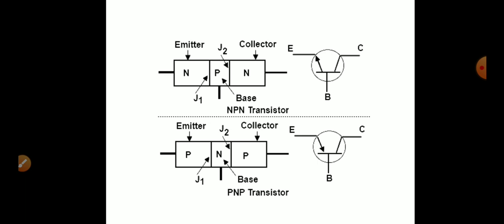And a PNP transistor has two P regions and one N region.